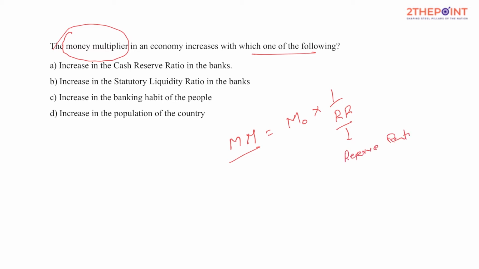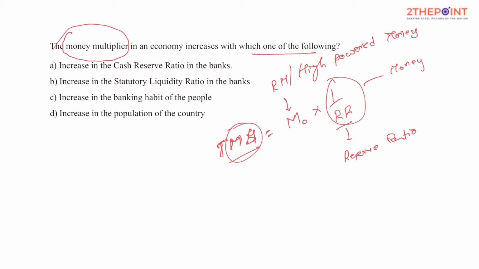Reserve ratio. Since you might have observed that, this corresponds to the total money supply. The total money supply is equal to M0, that is what we call reserve money or high powered money, and 1 by RR is what we call the money multiplier. So I think you might have recognized the fact that money multiplier is indirectly proportional to the reserve ratio. Higher the reserve ratio, lesser will be the money multiplier, and lesser the reserve ratio, more will be the money multiplier. So the money multiplier in the economy increases with which one of the following?